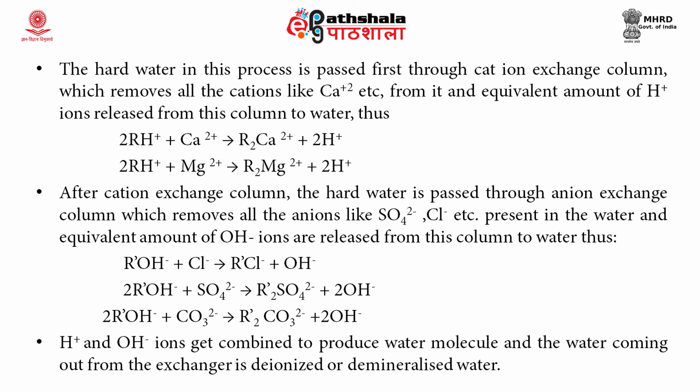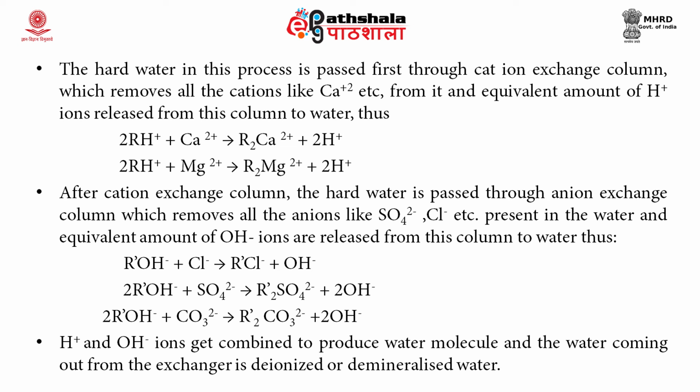The hard water in this process is passed first through the cation exchanger resin, and after all the cations contributing toward the hardness of the water are removed, the water is then passed through the anion exchange resin. This anion exchange resin removes all the anions like sulfate, chlorides and nitrates present in the water with an equivalent amount of hydroxyl ions, and then the water is released from the column.